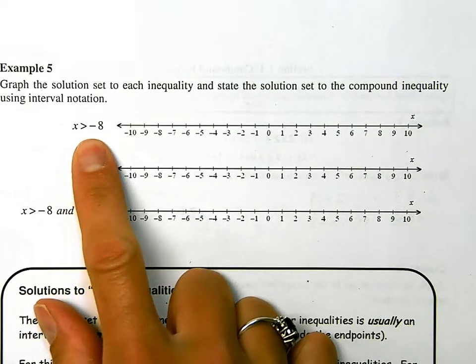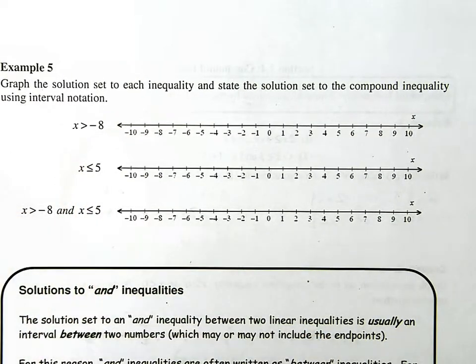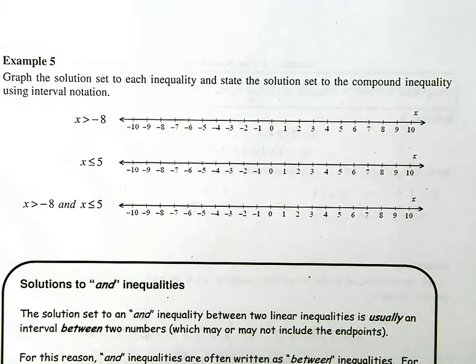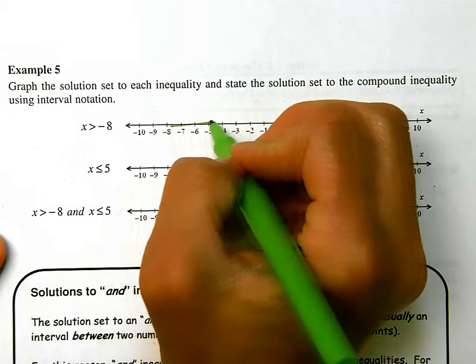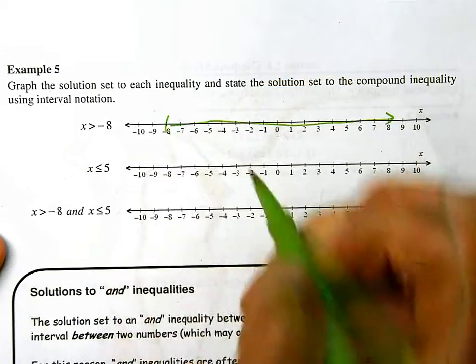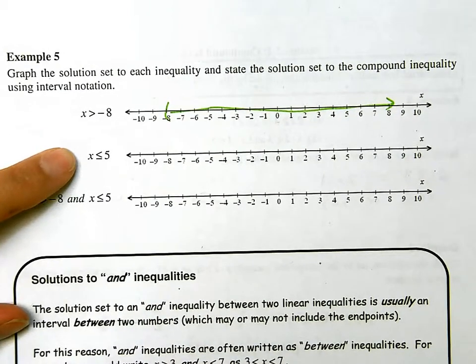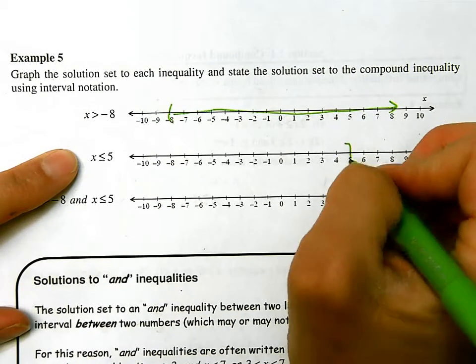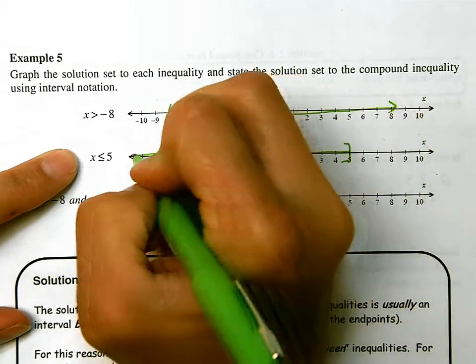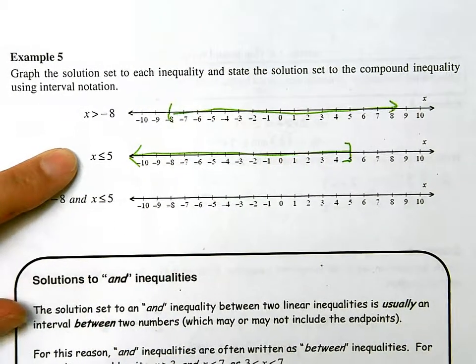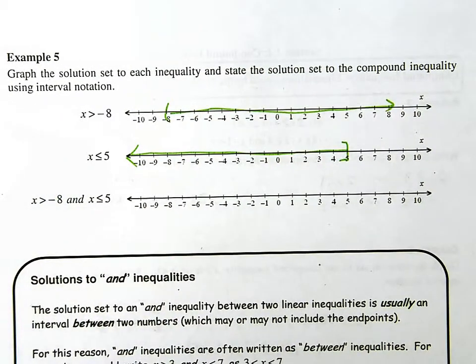Okay, so x is greater than -8. So let's look at them one at a time, what they look like. This is something eventually you'll probably picture in your head or do a quick little sketch on the side to see what's going on here. So x is greater than -8. So -8 for greater than, so this one's going this way. x is less than or equal to 5. So we're going this way.